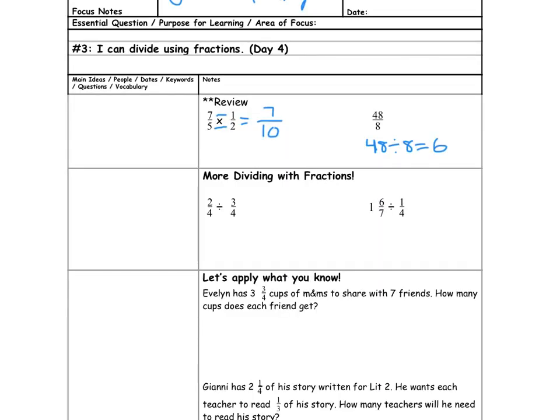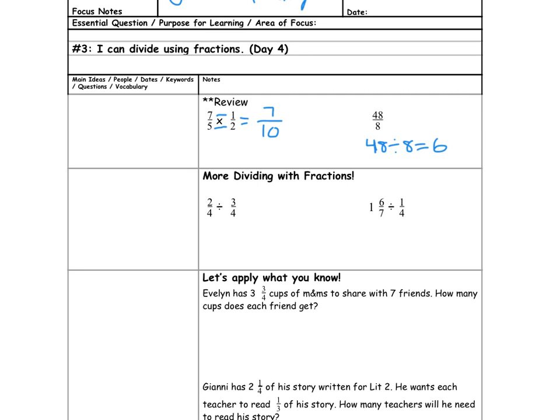All right, so since this is just multiplication, you don't need to keep change flip. We just multiply straight across to get 7/10. And then with this one, I chose to rewrite it as 48 divided by 8 to get 6. So let's practice some more dividing with fractions.